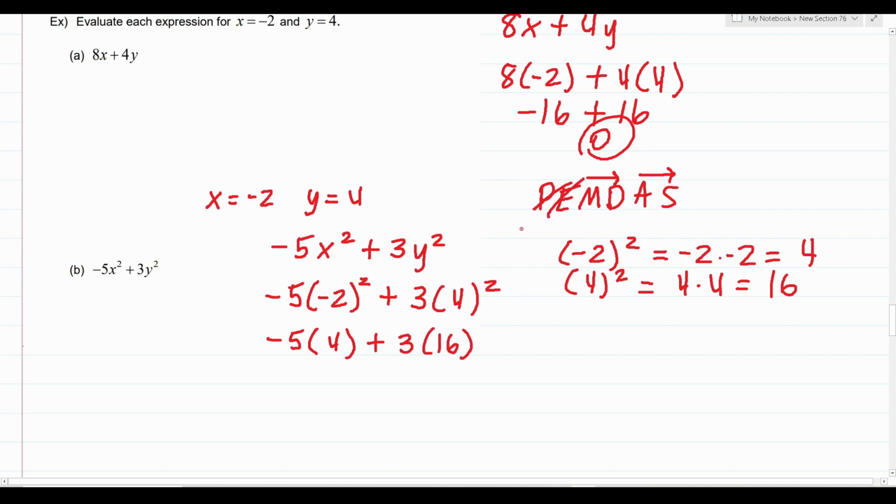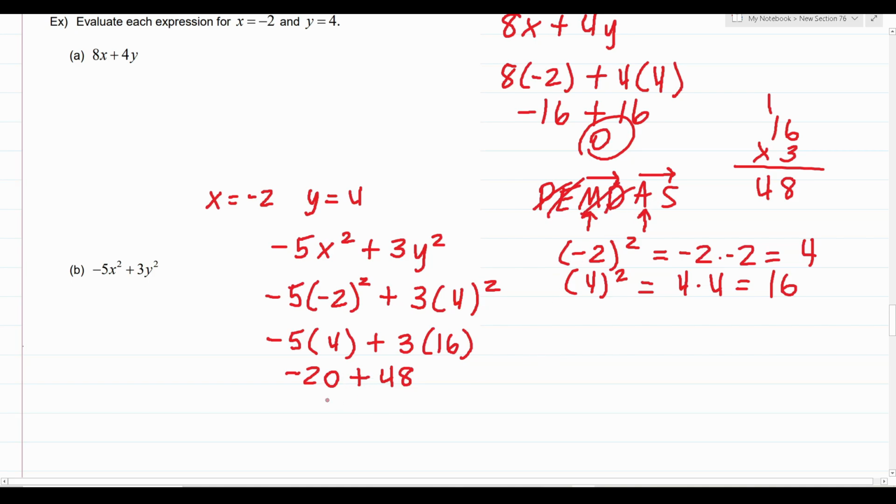Again, we took care of our exponents. If we look through our expression one more time, you can see that we have multiplication, -5 times 4, addition, and then multiplication, 3 times 16. So we're going to work out our multiplication first, and then we'll take care of our addition after that. All right. -5 times 4 is -20. Plus 16 times 3. If you can't do that in your head, you could always work it off to the side. 3 times 6 is 18. Carry a 1. 3 times 1 is 3 plus 1 is 4. So this is 48.